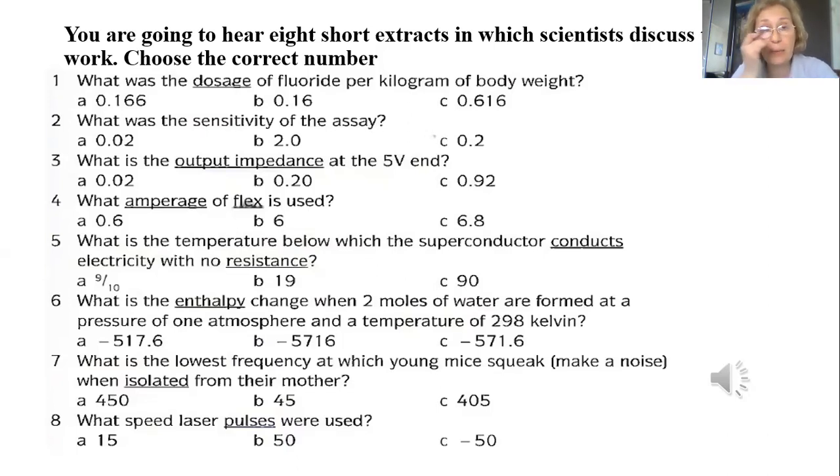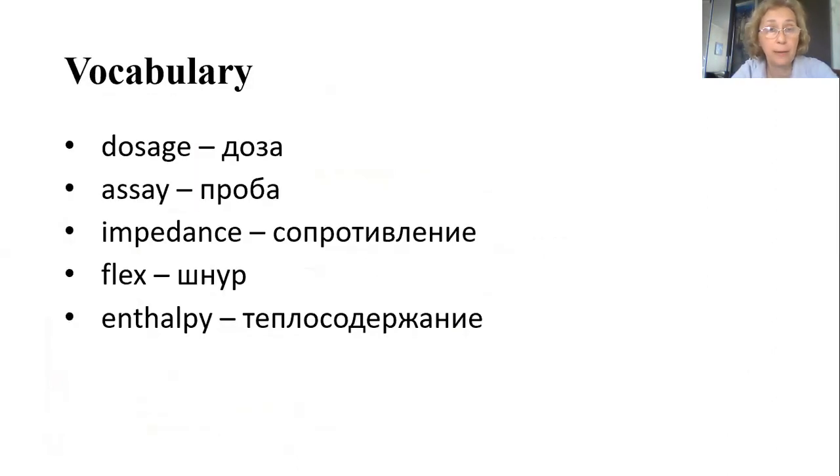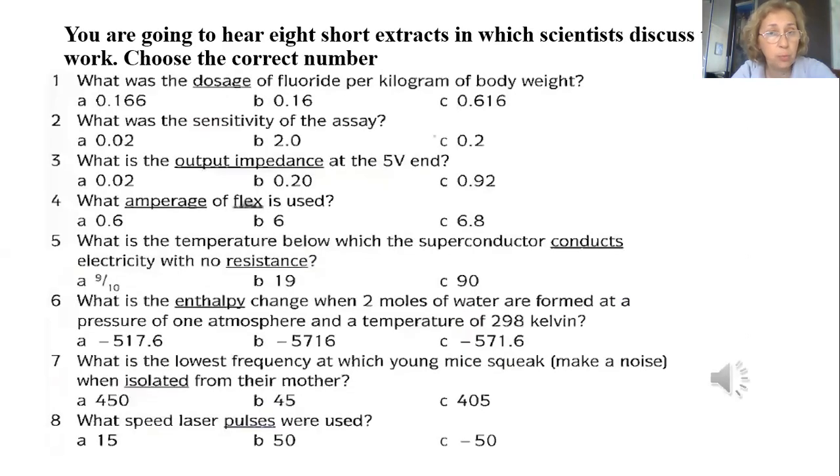Do we understand the word dosage? Dosage here means dose. So on the next slide there are some words that maybe can help us to understand the meaning. This is just translation to make it faster. Dosage, like dose, as you say. Assay, sample, it can be sample or analysis, sample in this case I think. Impedance, resistance. Flex, cord. And enthalpy, heat content, some physical unit related to heat, yes?